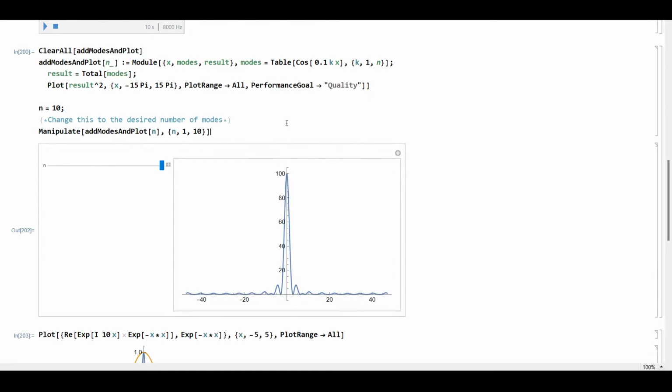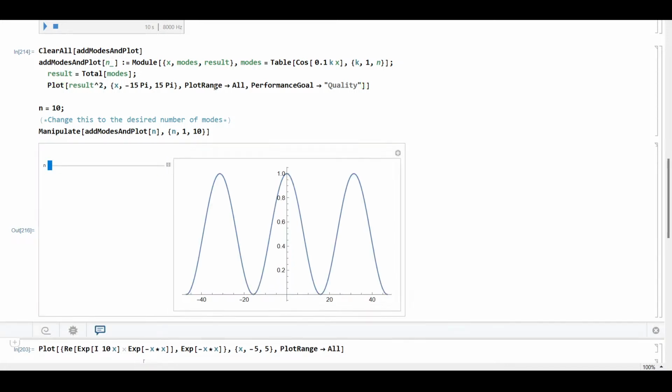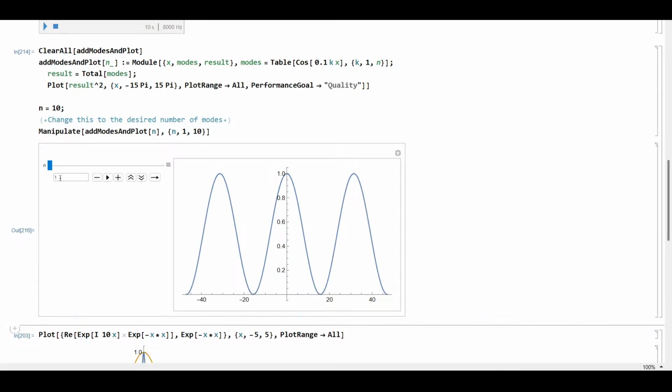And if I add all of them, I'm trying to plot the square of the result, because the mod squared of the amplitude is the intensity, and I'm interested in looking at the intensity, which is basically the square of the amplitude. This is what I will plot. So let me run this. Initially, when I have just one mode, n equals 1, it is just a plain, simple cosine function.